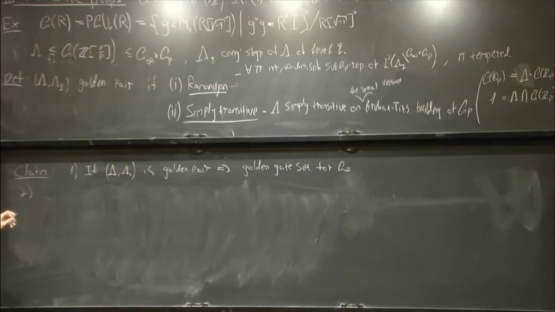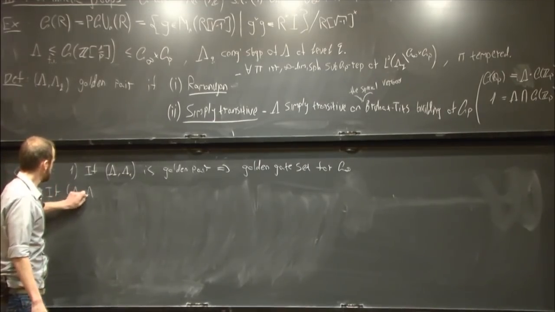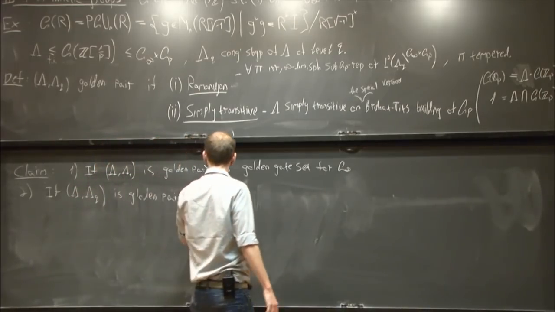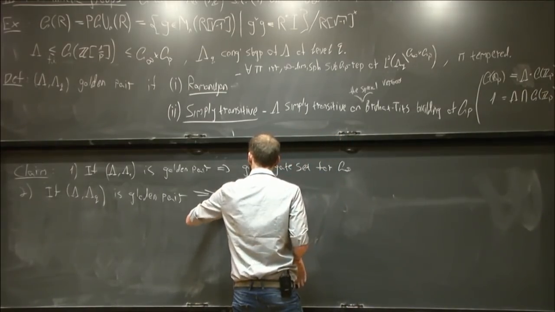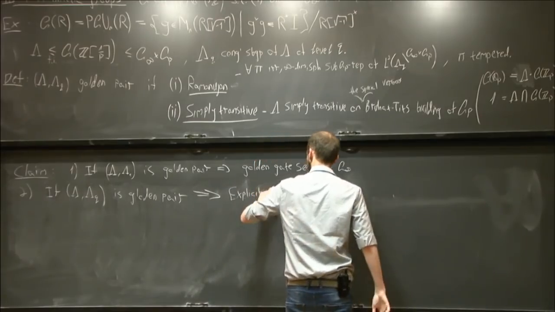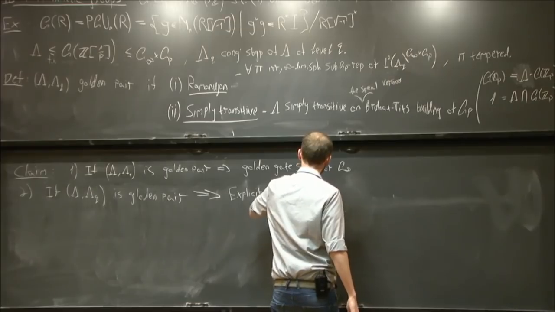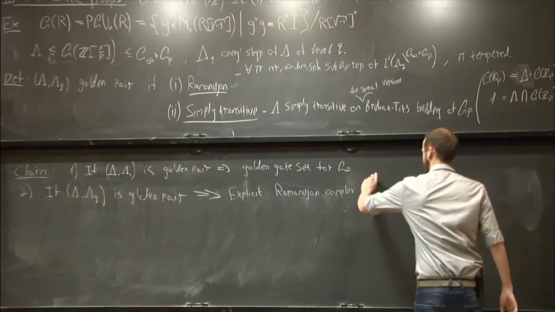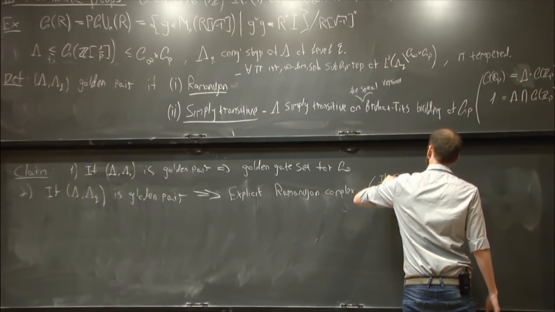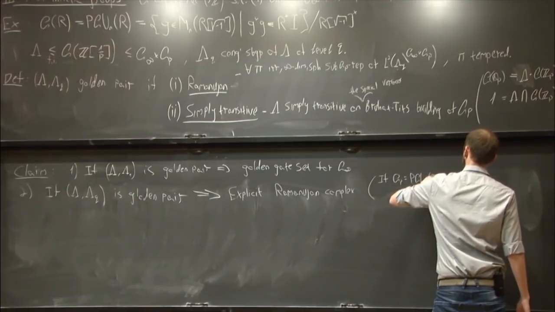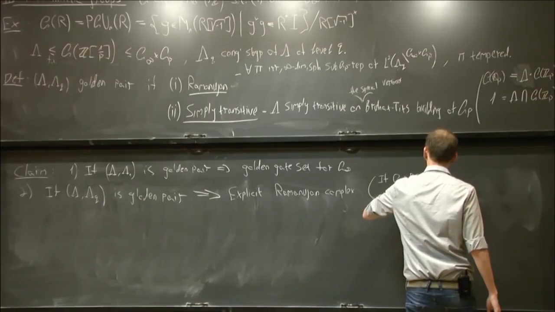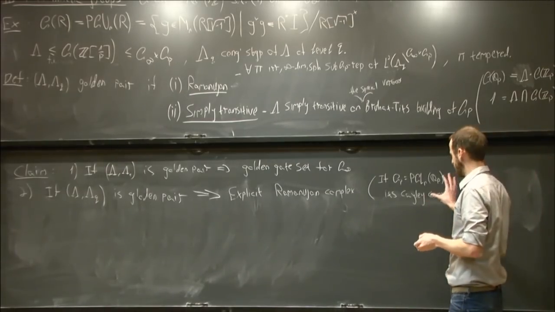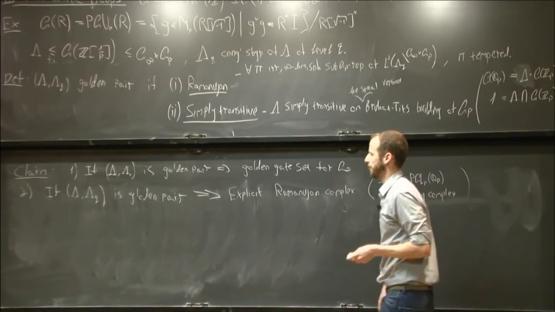And the second claim is that if lambda and lambda q is a golden pair, then you can have an explicit Ramanujan complex. If G_P is PGL_n, then it's a Cayley complex. Otherwise, you need to invent something which is not a Cayley complex, because in Cayley complexes all the vertices look the same, and so you take a quotient of buildings.